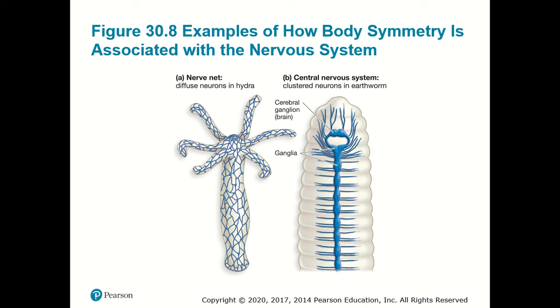So other variations of nervous system aside from nerve nets and CNS are clusters of nerves. There's also ganglia. There's neuronal tracts, cords, ganglia. We happen to have all of those but nerve nets.